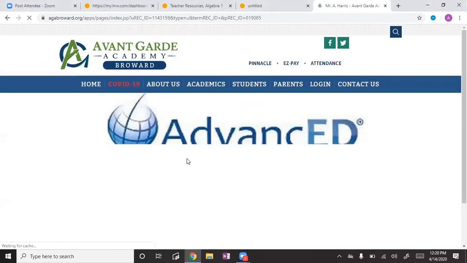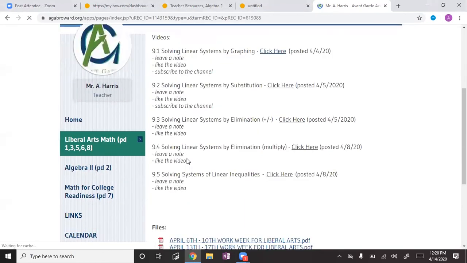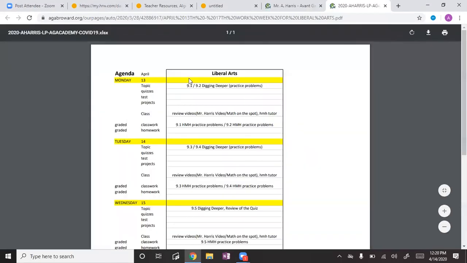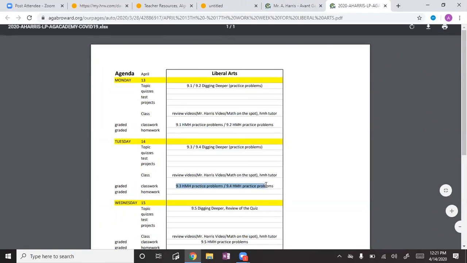If you look here, I made it very simple because I know you have other classes. Here's day one, graded classwork. What is today? Today's Tuesday. So what are you doing on Tuesday? You're doing 93 and 94 for liberal arts. There's probably like 8 problems per.